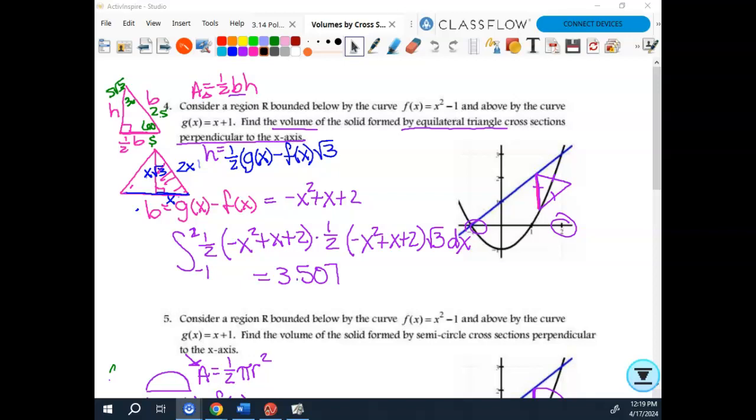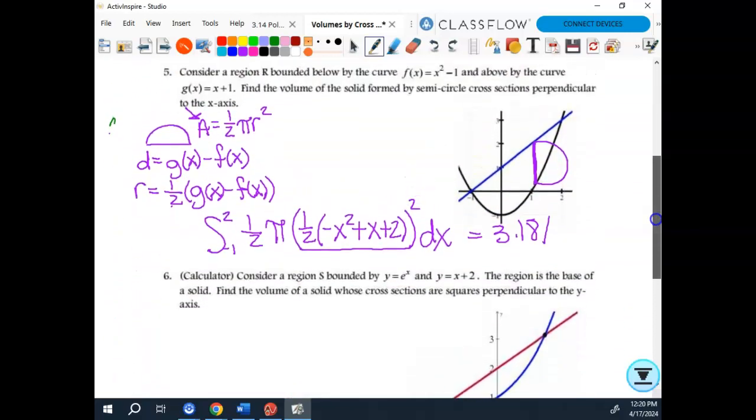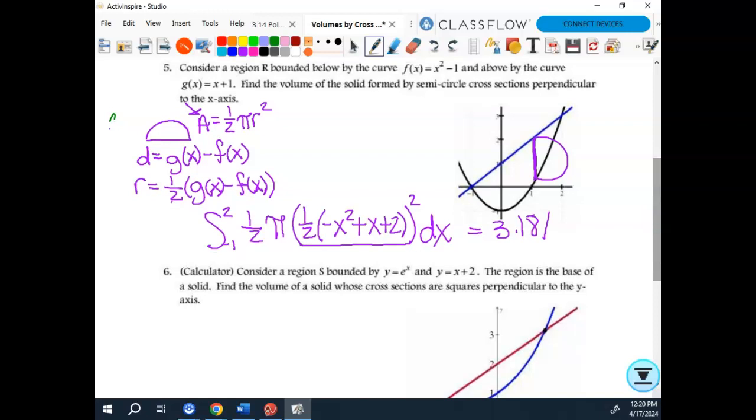Right, so let's recap the back of these notes here. We have different regions. It says consider the region R bounded below by this curve and this one. We're going to find the volume with equilateral triangles, and remember we have a bunch of little equilateral triangles stacked up there. Then semicircles was the last one we did, and he was getting kind of close. The bell might have rung in the middle of it, I'm not real sure.